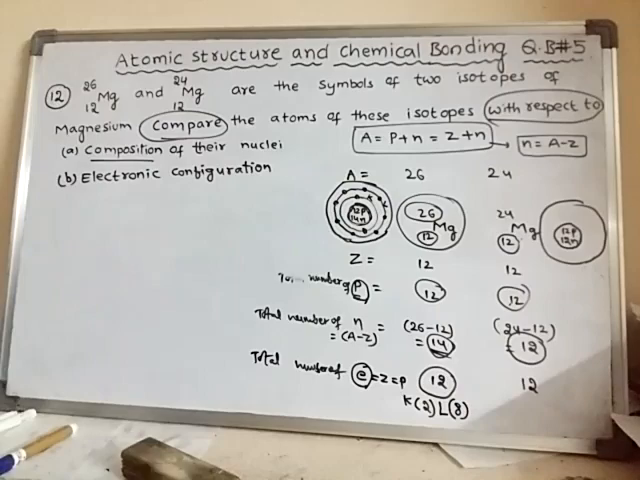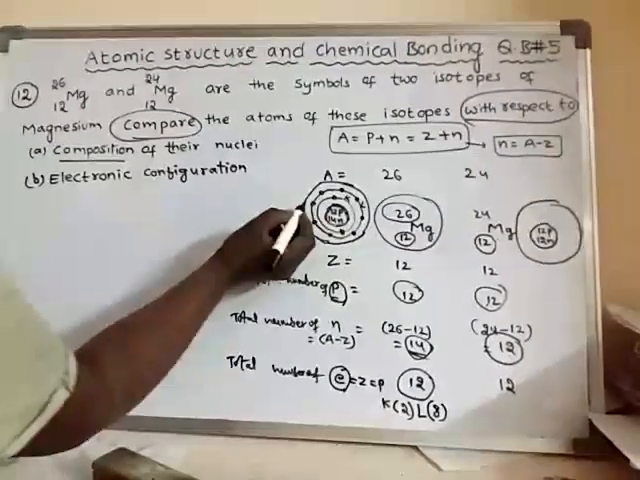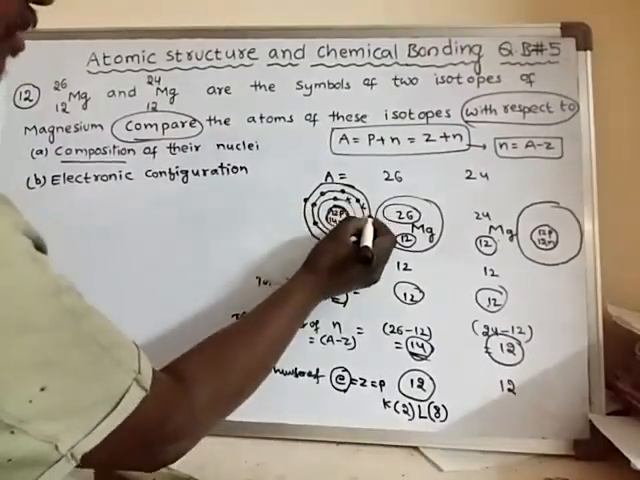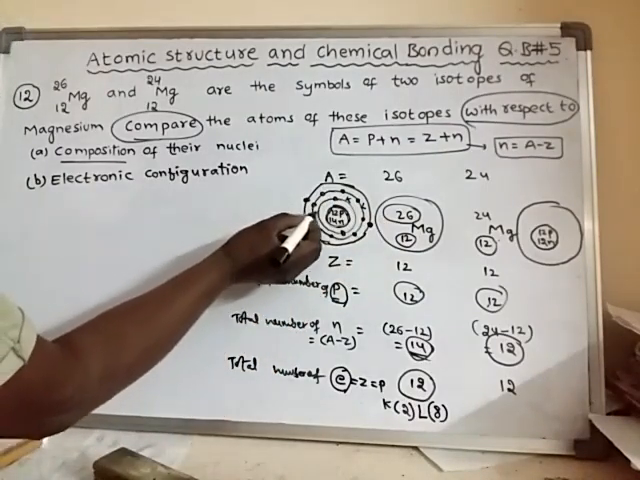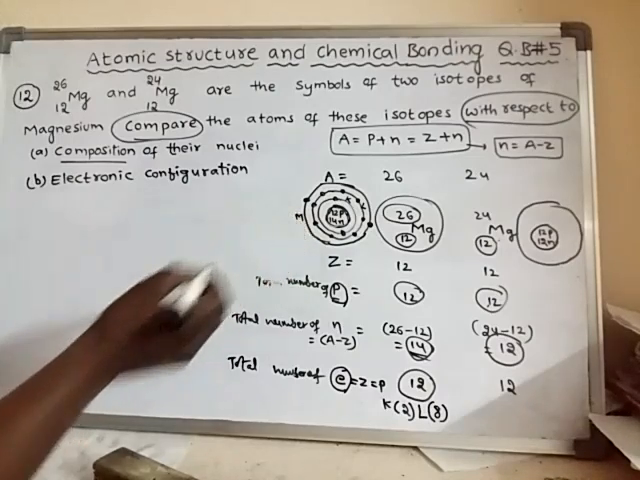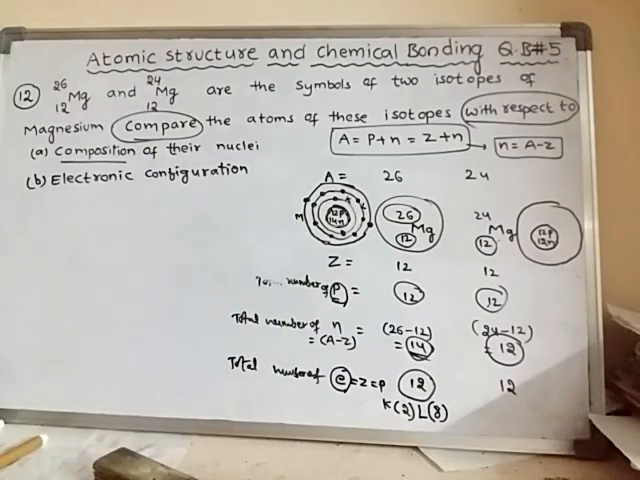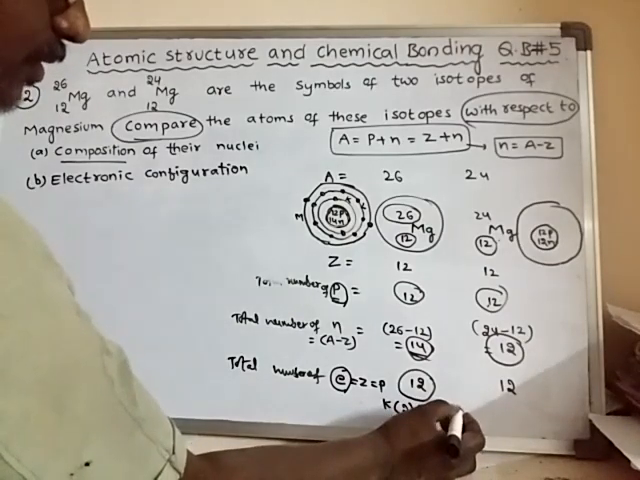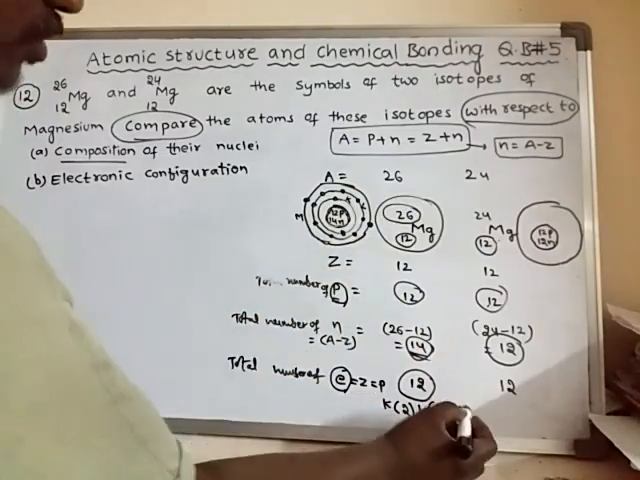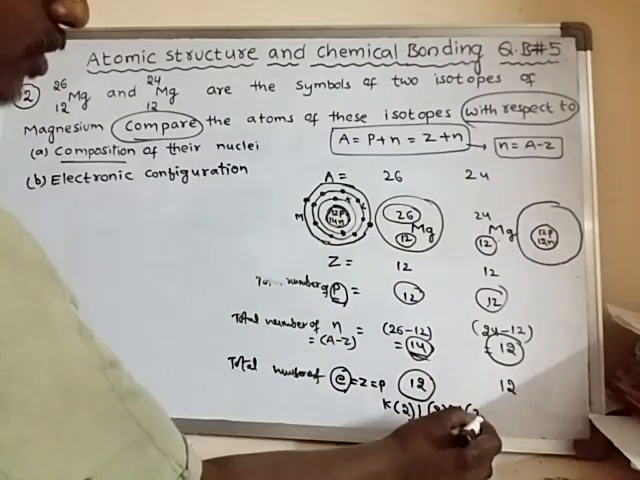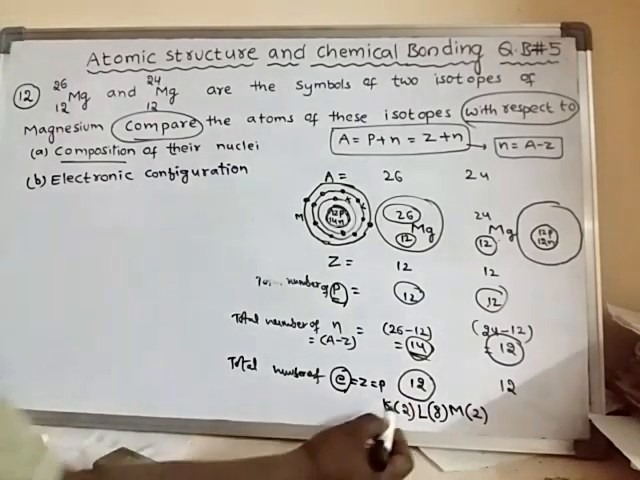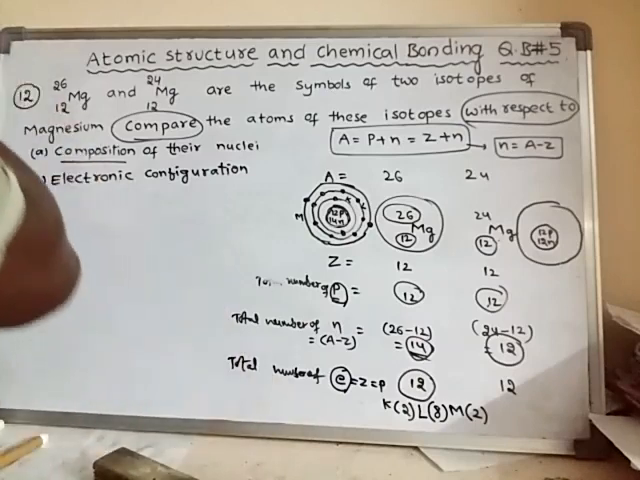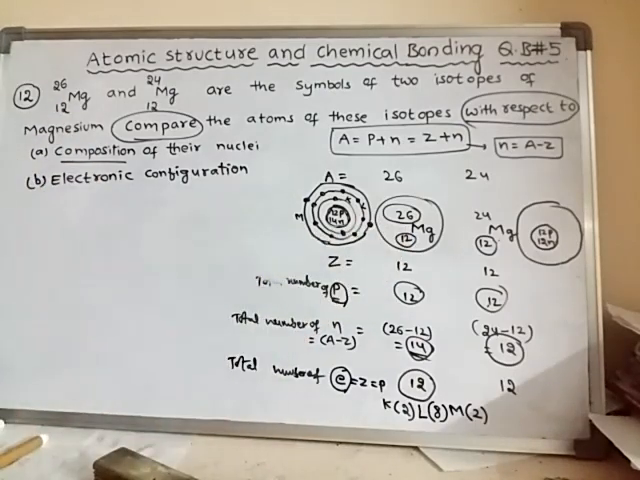So where are the other 2 electrons present? The other 2 electrons are present in the third orbit. The third orbit is called the M shell. So in the M shell of this isotope, there are only 2 electrons. This is called the electronic configuration of this particular isotope.